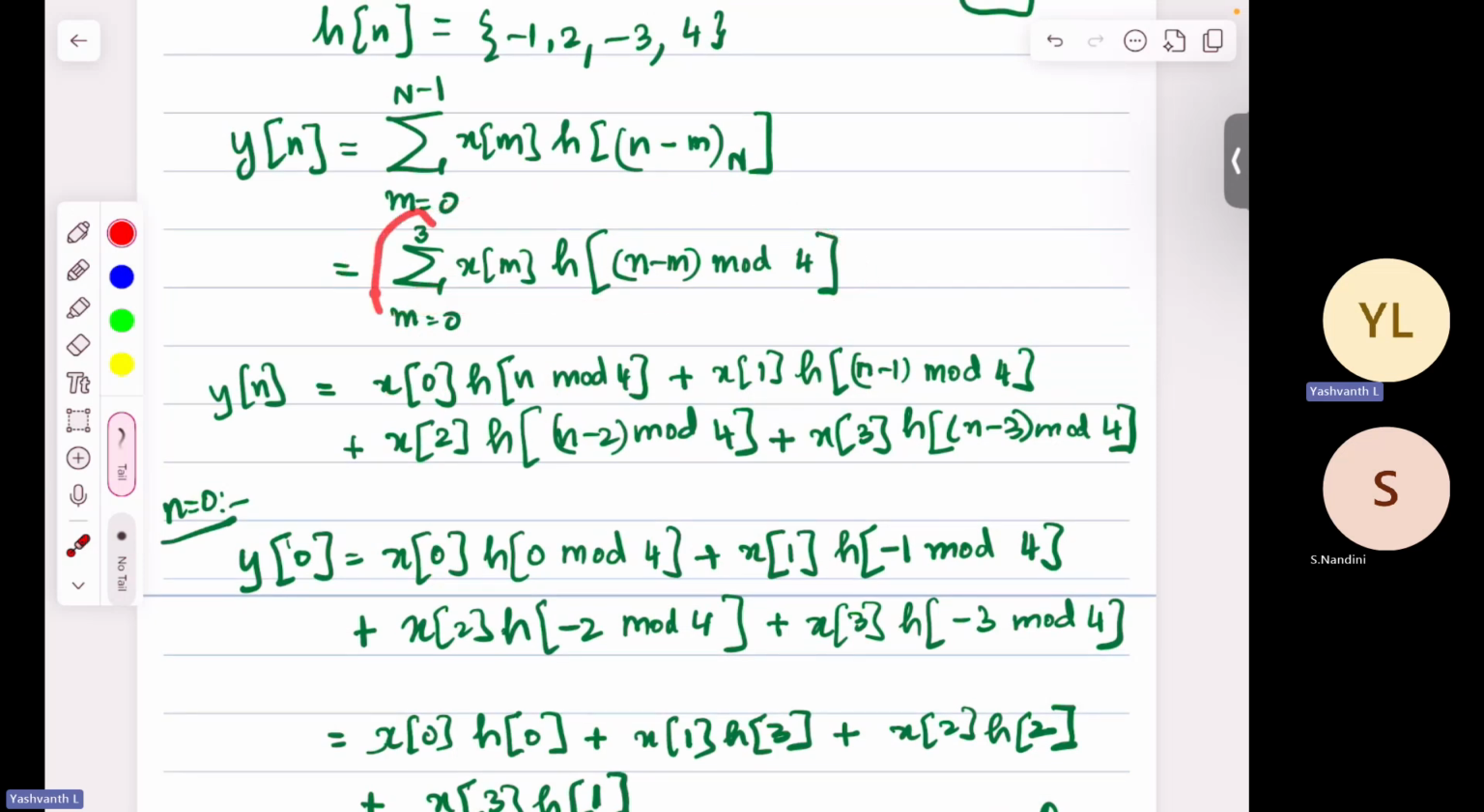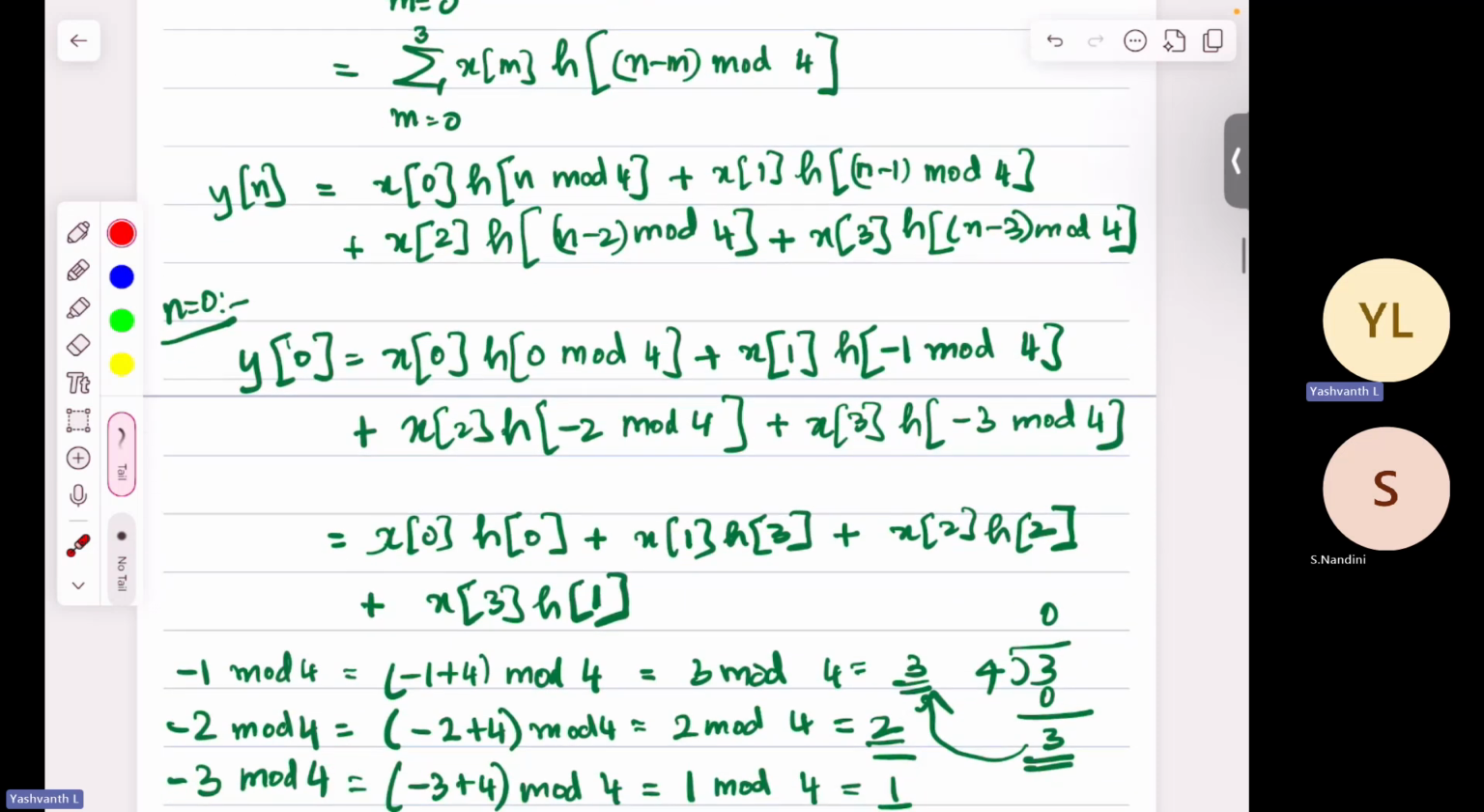Okay, there are four summations here, m equal to 0 to 3. So I will expand this as y of n equals x of 0 into h of n mod 4, that is when m equal to 0. When m equal to 1, you get x of 1 into h of n minus 1 mod 4. When m equal to 2, you get x of 2 into h of n minus 2 mod 4. When m equal to 3, you get x of 3 into h of n minus 3 mod 4.